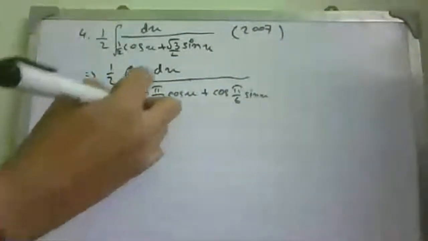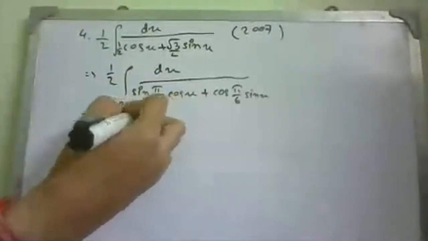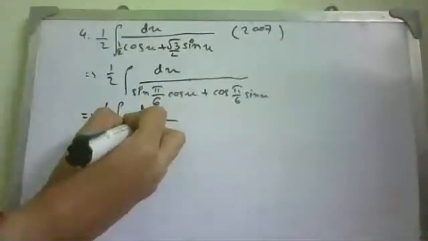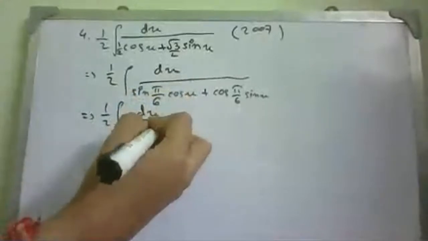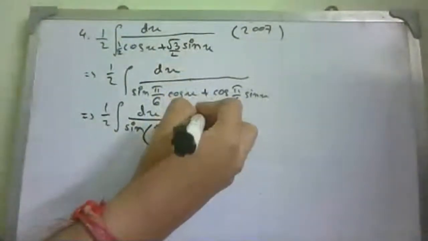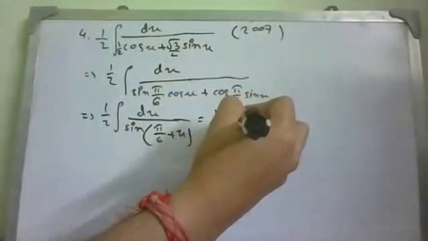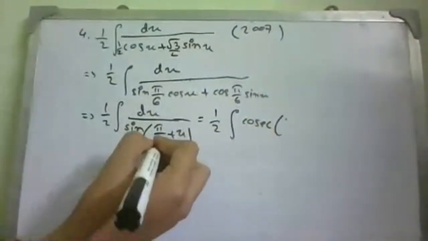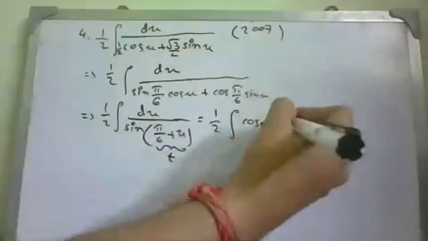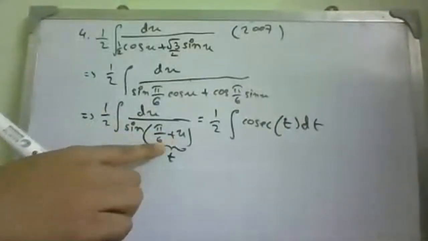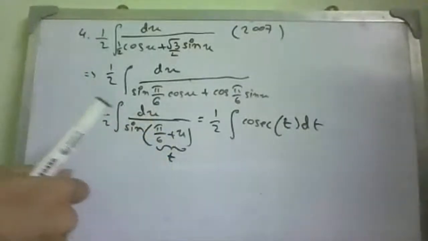This is 1 over 2 dx over sine of pi over 6 plus x. So we can see that if we expand this particular thing, then we can find this. So again, we have cosec of pi over 6 plus x. We are assuming that this particular thing is t, dt. Now why is this dt? Because if we differentiate this particular thing, this dx over dt will be the same thing.